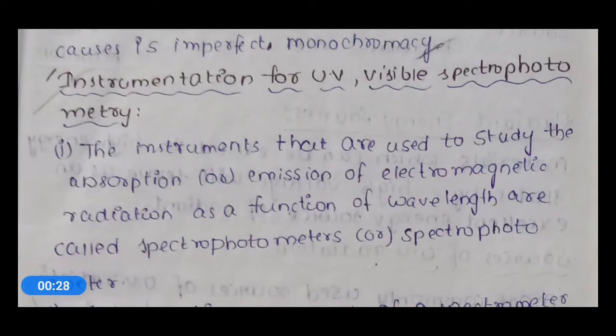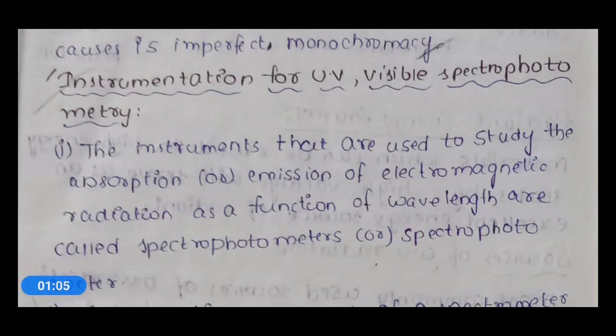From this unit 1 we have a topic called UV visible spectrophotometry. In the previous class we discussed the laws of light absorption. So let's see about this UV visible spectrophotometry, which works on the basic principle of Beer-Lambert's law.